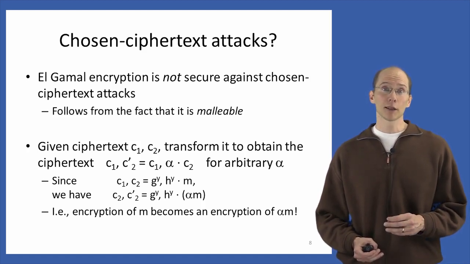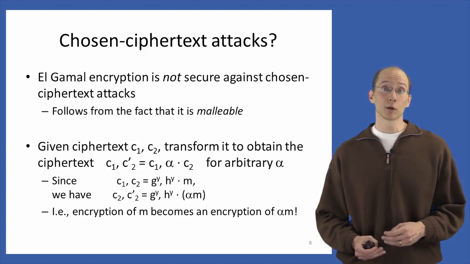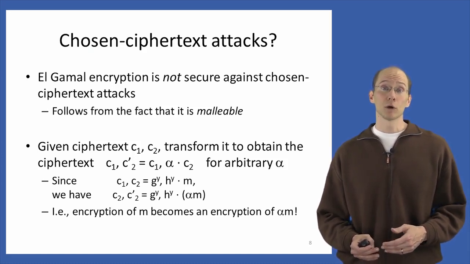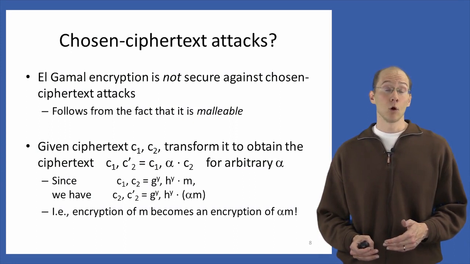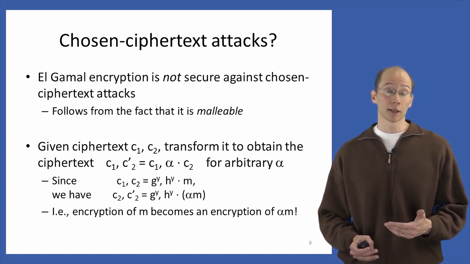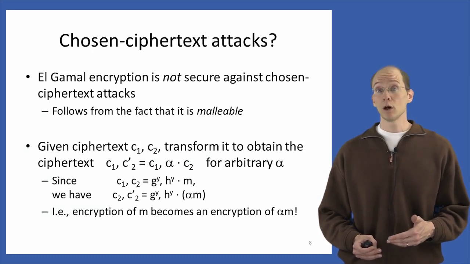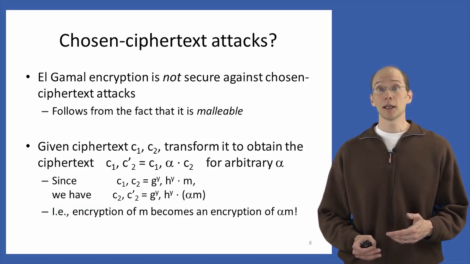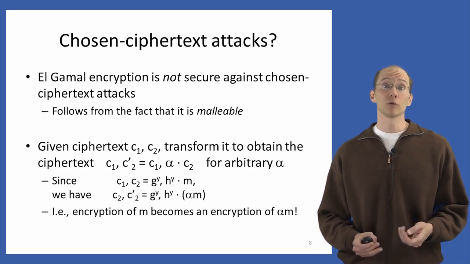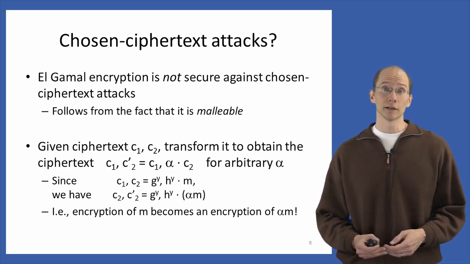Now, because the ciphertext (C1, C2) that we started with is of the form g^y, h^y times M, where y and M are unknown to the attacker, we still know that the ciphertext does indeed have that form. We can therefore write (C1, C2') as g^y, h^y times alpha M. I've simply rearranged and moved alpha inside.